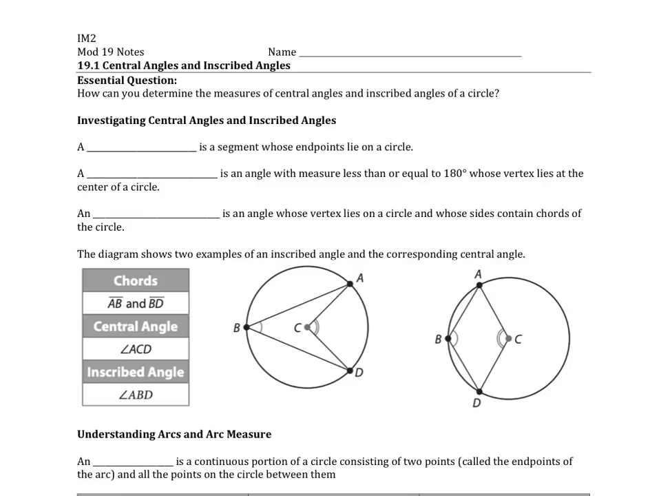Investigating central angles and inscribed angles. A blank is a segment whose endpoints lie on a circle. That is a chord, and hopefully you saw a lot of these when you did the vocab worksheet. A blank is an angle with measure less than or equal to 180 whose vertex lies at the center of a circle. And that center hopefully is a key phrase for you. So that is a central angle.